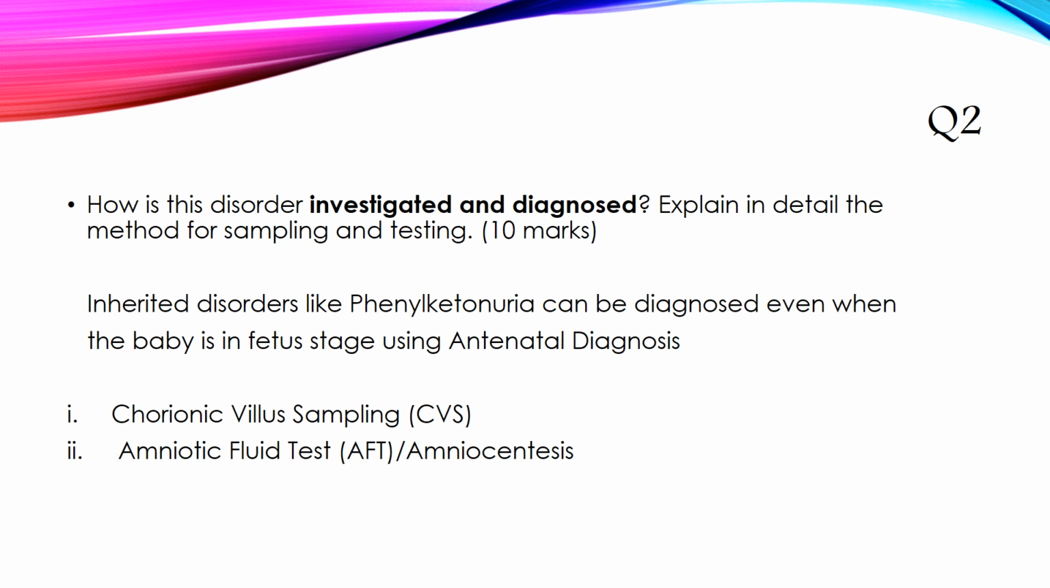Question 2. How is this disorder investigated and diagnosed? Explain in detail the method for sampling and testing. Inherited disorders like phenylketonuria can be diagnosed even when the baby is in the fetal stage using antenatal diagnosis. There are two types of antenatal diagnosis which can be used, which are chorionic villus sampling and the amniotic fluid test, also known as amniocentesis.